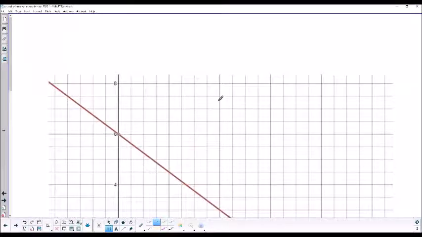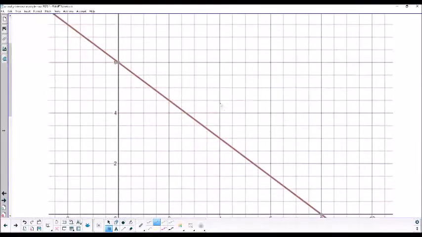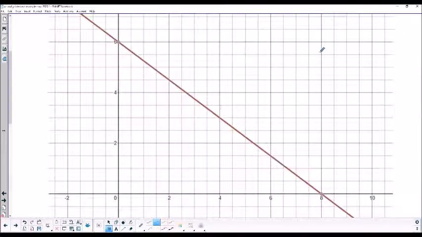Now if we take a look at a line that's given to us here, we see that it's sloping down to the left. Remember from past videos, we always follow a graph from left to right. This one is going down as we go to the right, so it has a negative slope.